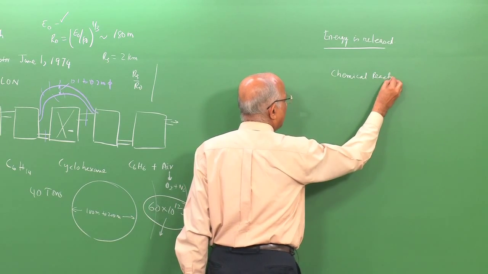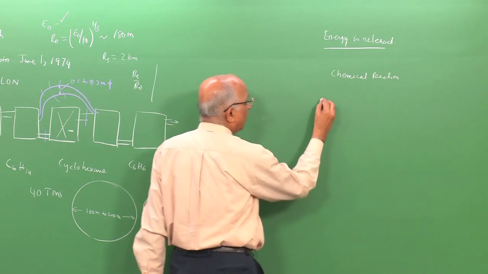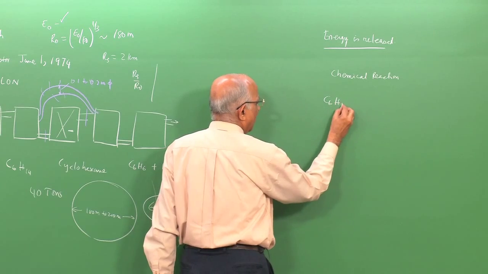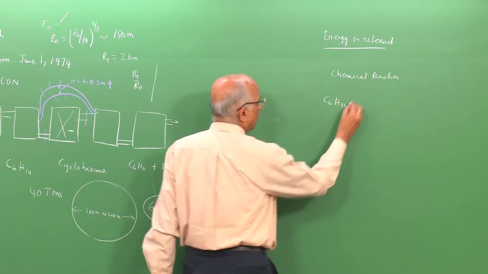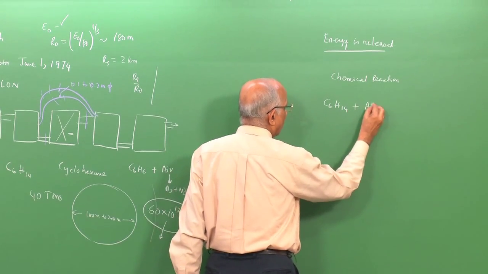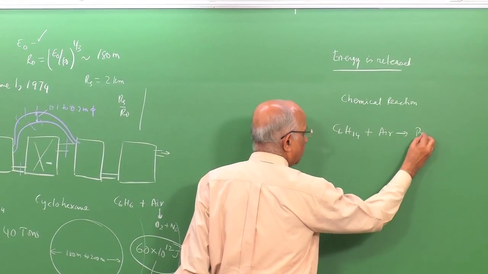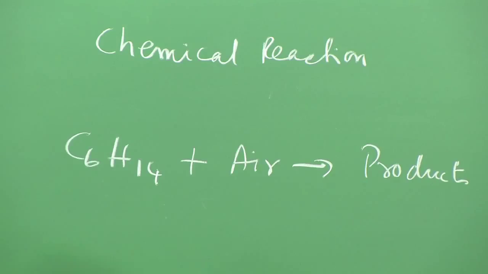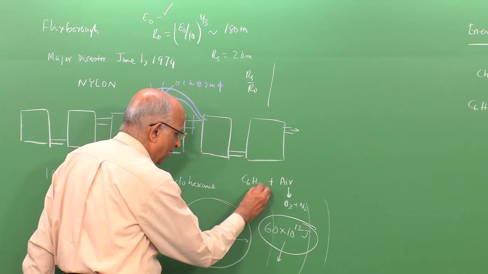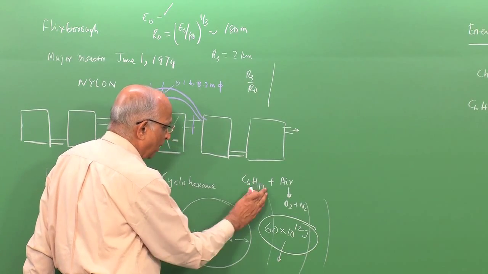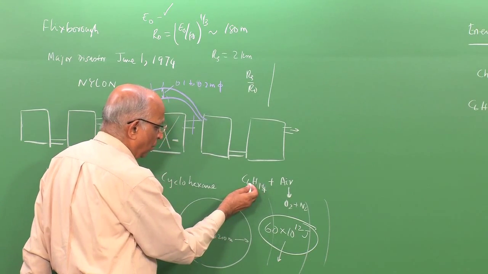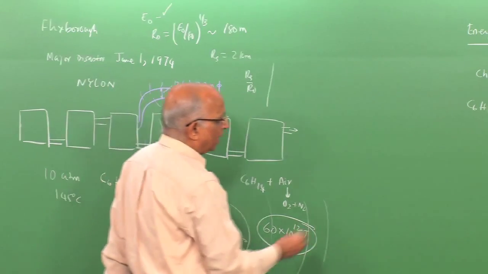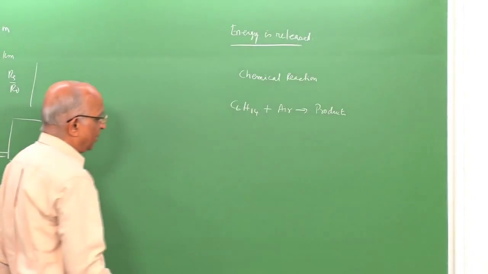what is the chemical reaction we are talking of in Hillsboro? We say, well, C6H14 hexane plus air forms products of combustion, could be carbon dioxide, could be carbon monoxide, could be water, could be anything else, could be nitrogen substances. Maybe this hexane, I should have said normal hexane, is C6H14, let us say C6H14 plus air gives products here.